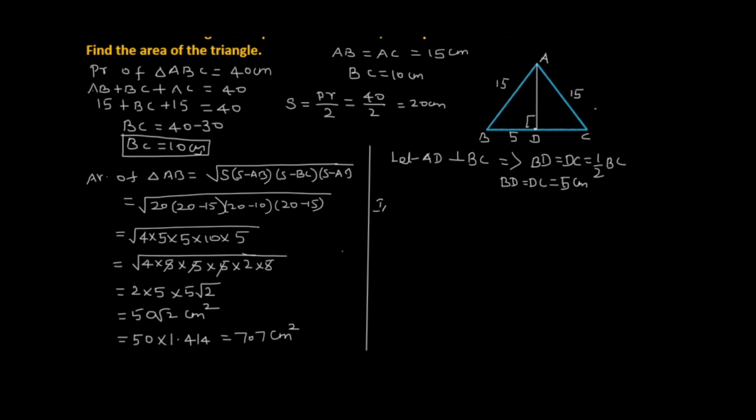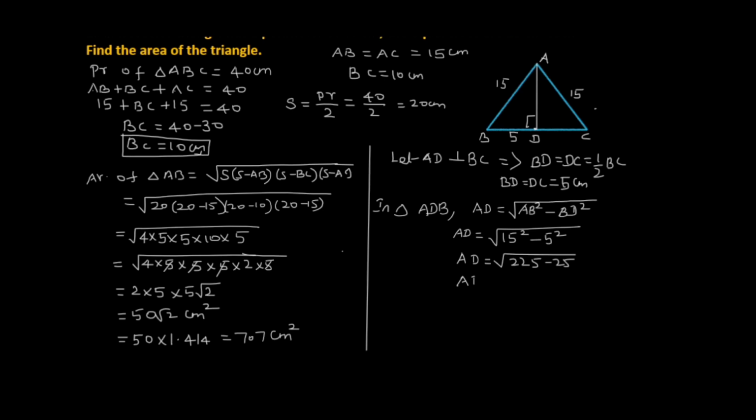So in triangle ADB, AB is the hypotenuse. So to find length of AD, we can apply the Pythagoras as AB squared, hypotenuse squared minus another side squared, BD squared. So length of AD is equal to square root of AB length 15, so 15 squared minus 5 squared. 15 square is 225. 225 minus 25 is 200. AD is equal to square root of 200. 200 is 10 into 2.